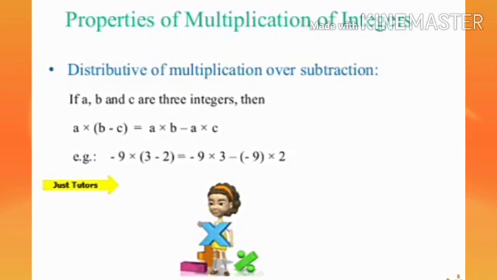Therefore, a into b minus c, the product is minus 9. And in the next case, we can compute minus 9 into 3 minus of minus 9 into 2. So, minus 9 into 3 is minus 27. Then minus 9 into 2 is minus 18. Therefore, we can do the subtraction of minus 27 and minus 18. Then the difference is what? Minus 9. Both the sides, the results are same. Hence, if a, b and c are three integers, then a into b minus c is equal to a into b minus a into c.